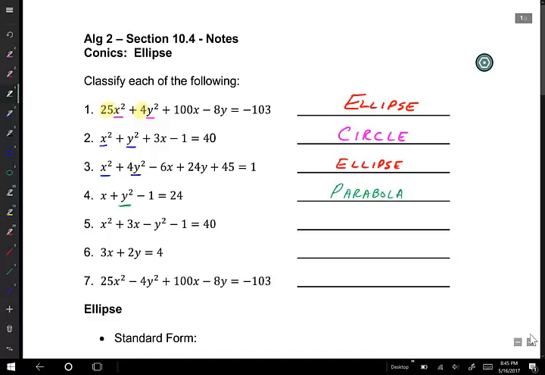Our fifth problem, we have two squared terms. One is positive, one is negative. It doesn't matter about the coefficients because one is positive and one is negative. That means this is a hyperbola. Our sixth problem, we have no squared terms. We have a 3x and a 2y, so this very simply is a line. Our last problem, we have both squared, but one is positive and one is negative, and as a result, this is going to be a hyperbola.